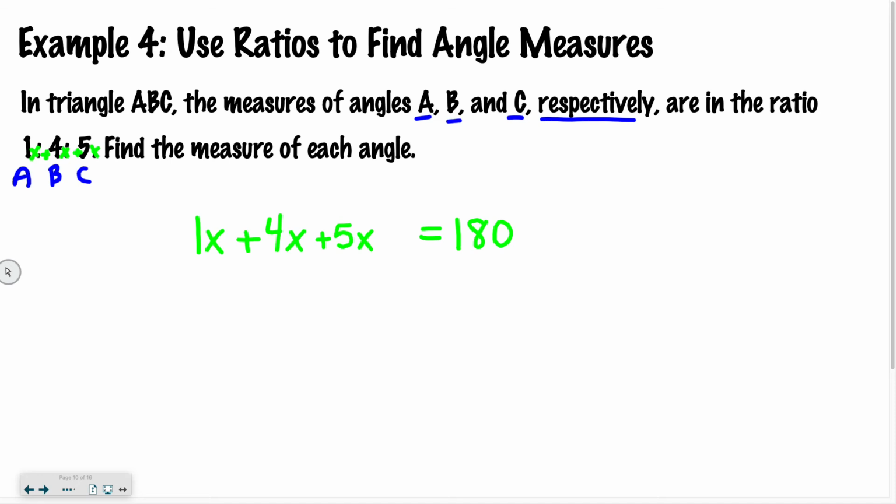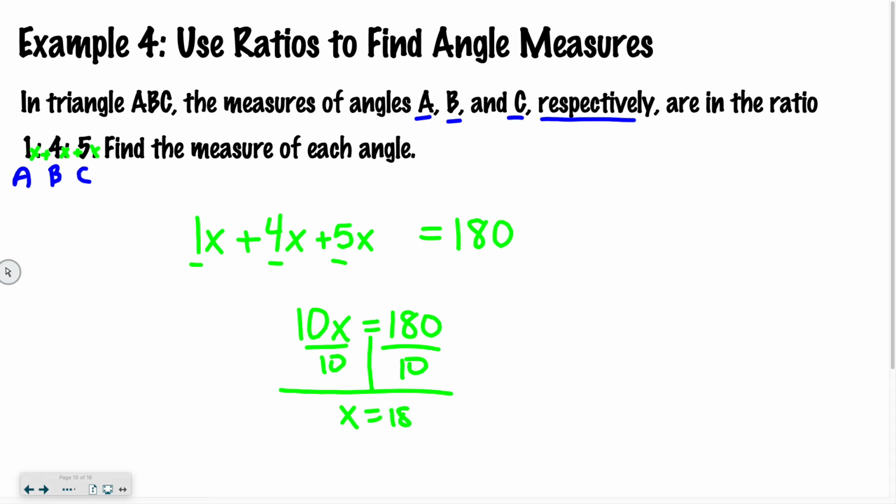That's how you solve. So now, if I continue on here, I have 1 plus 4 plus 5, or 10x equals 180. Then to solve for x, I have to divide both sides by 10. I get x equals 18.